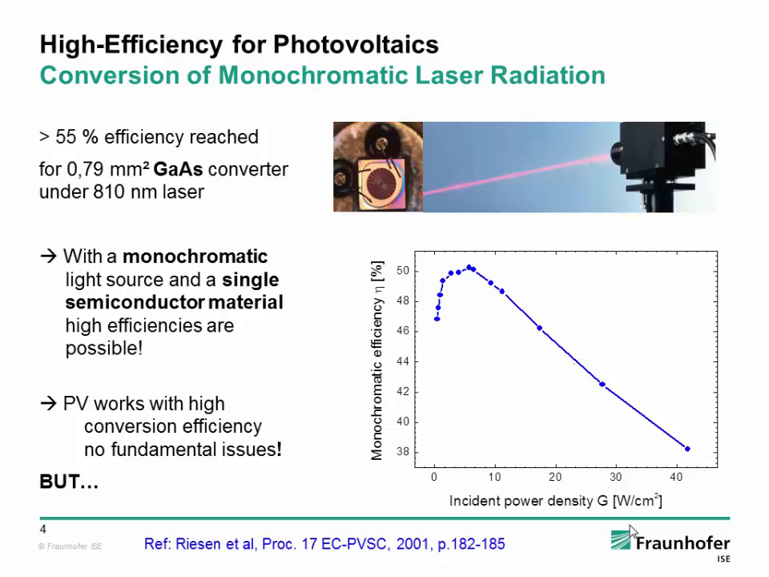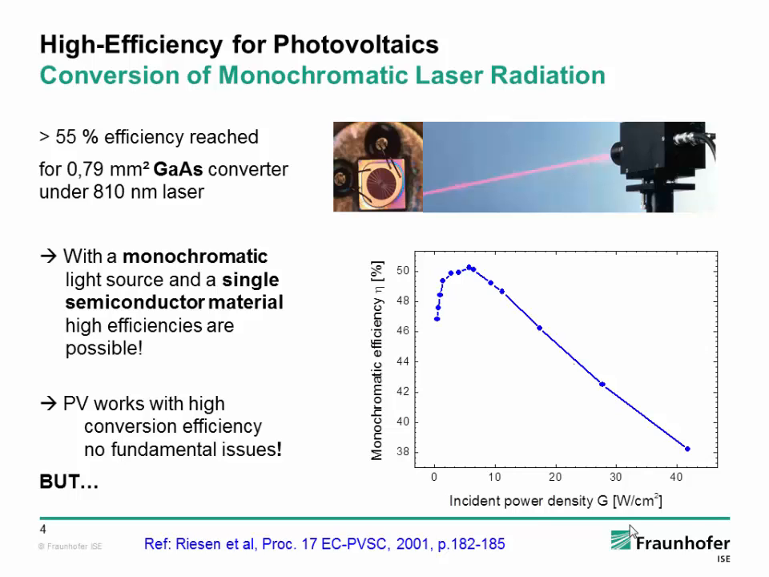So now let's look at what is really possible with photovoltaics, and I really say photovoltaics. I don't talk here about solar cells. It's really the conversion of monochromatic laser light radiation, which is displayed here. So you see here in the diagram what is called the monochromatic efficiency, and you see it ends up at 50%, and it's versus the incident power of a laser light. And you see here it's a maximum.